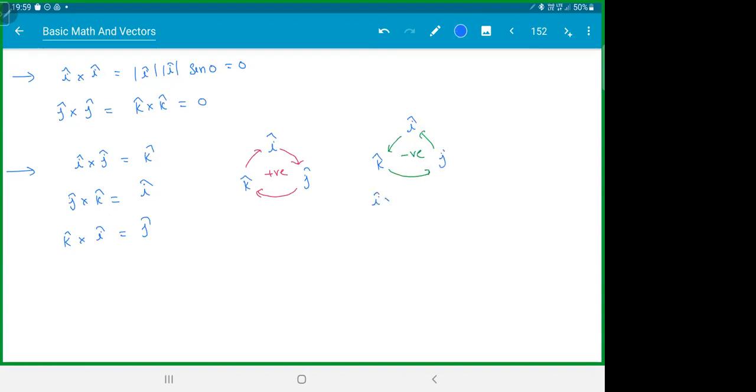That means I cross K is minus J, we will see why this happens actually. It is based on rotation. K cross J is minus I and J cross I is minus K. But you should remember this thing. And most people goof up this plus minus thing. So be careful. You can remember this circle here. So clockwise is positive. Clockwise, your clock ka rotation ka direction.